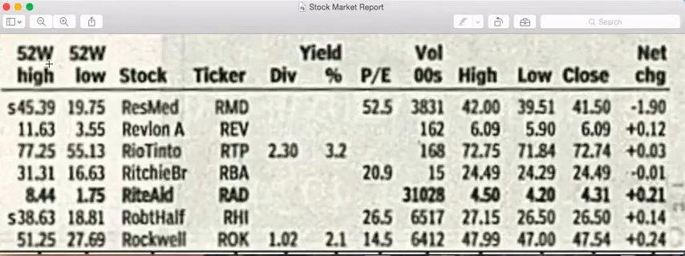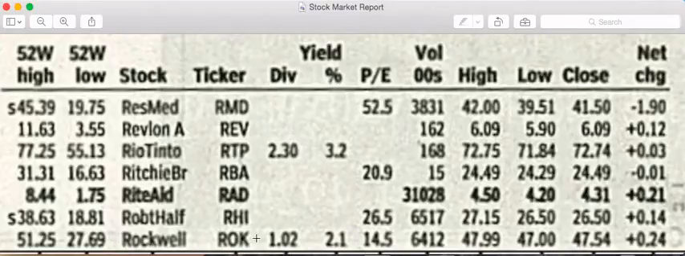There's something called the 52W high and low. What this is indicating is that sometime throughout the last 52 weeks, the highest the stock of Rockwell ever sold was $51.25. And on the lowest end, $27.69 was the lowest it ever sold for in the past year. So as an investor, this is interesting to look at to see where the numbers are at.